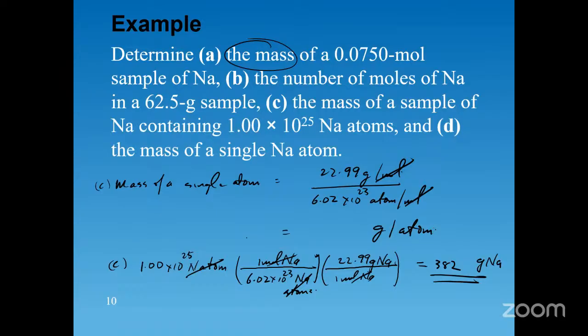And according to my calculation, I got, rounded off to 3 sig figs, 3.82 times 10 to the minus 23 grams per atom. And that's how you do that. All right? Okay, any questions about that one? Any questions? Okay.